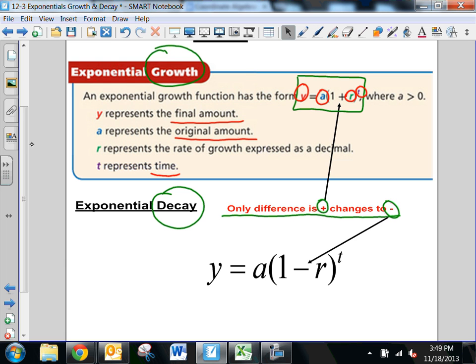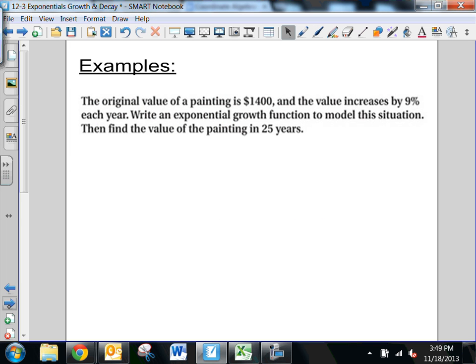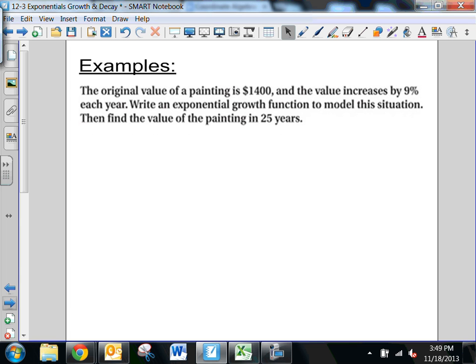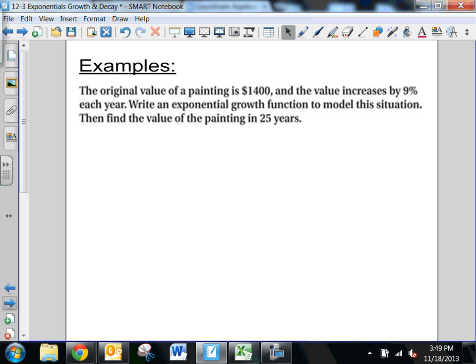Okay, let's do a couple examples of those. First example: the original value of a painting is $1,400, and the value increases by 9% each year. Write an exponential growth function to model this situation, then find the value of the painting in 25 years.